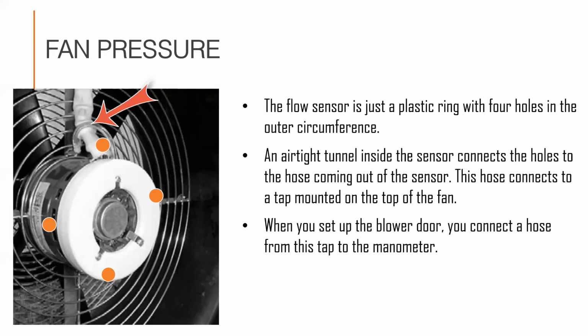The flow sensor is basically a plastic ring with 4 holes in the center of the fan. A tunnel inside the sensor connects the holes to a hose that extends to a tap on the top of the fan housing. When you set up the blower door, you connect your tubes to that tap to relay the flow sensor pressure to the manometer.